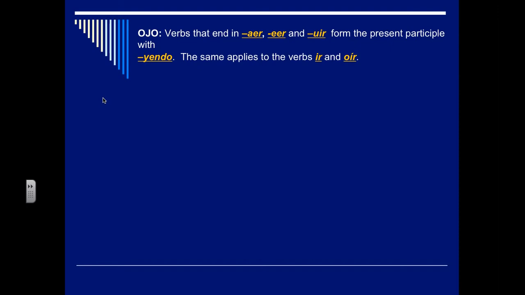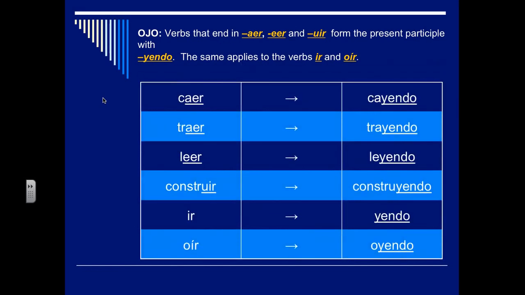And I have some examples for you. The same rule applies to ir. Ir would simply be yendo. Yendo would be going. And oír would be oyendo. So it would just add an O to that gerundo. Here you have some examples. Caer would be cayendo, traer trayendo, leer leyendo, construir construyendo, and so on and so forth. Ir, yendo, oír, oyendo.